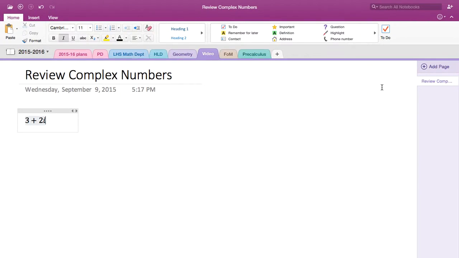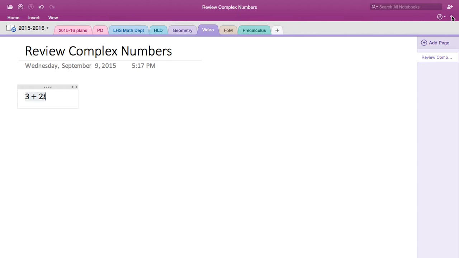Okay, this video is to review complex numbers. A complex number looks like this: 3 plus 2i, or in general a plus bi, or the textbook says x plus yi, where x and y are real numbers. So what the heck is the i?